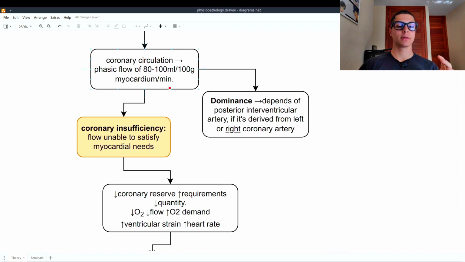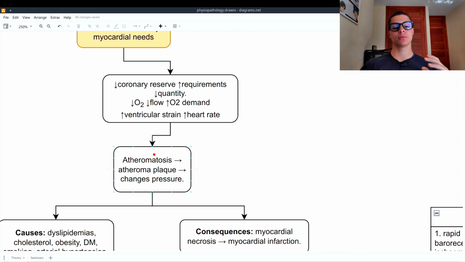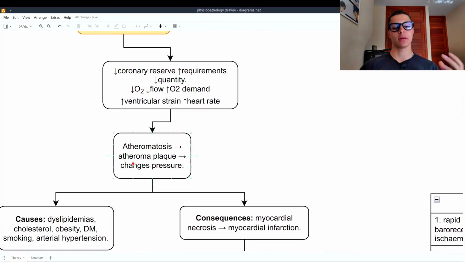Therefore, having this in mind, the coronary insufficiency is when the flow is unable to satisfy the myocardial needs, as well as the cardiac insufficiency, but here to the coronary one. So this happens when there is a low coronary reserve, higher requirements of blood, for example, low quantity of blood, low oxygen, low flow, higher demand of oxygen, higher ventricular strain, and higher heart rate will require more blood to the heart. The most common problem is due to atheromatosis, which is the atheroma plaque.